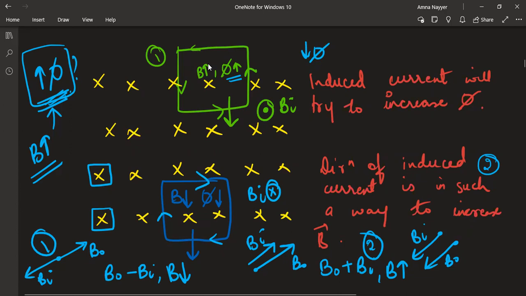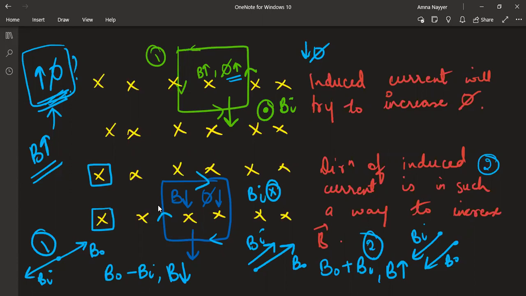So original magnetic field is inside, so we'll take it as outside. So when you put your thumb outside, curvature of fingers become anti-clockwise. Same way, when it is moving out, flux and magnetic field lines are decreasing. So induced current is set in a manner to increase it.